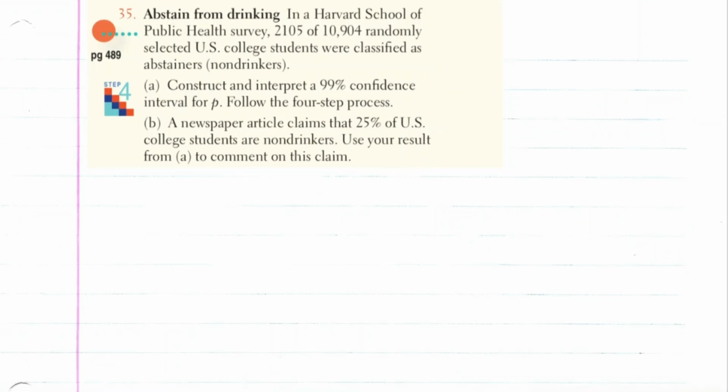So our sample proportion of college students in the U.S., p hat, is equal to 2105 over 10,904, and that is approximately 0.193.